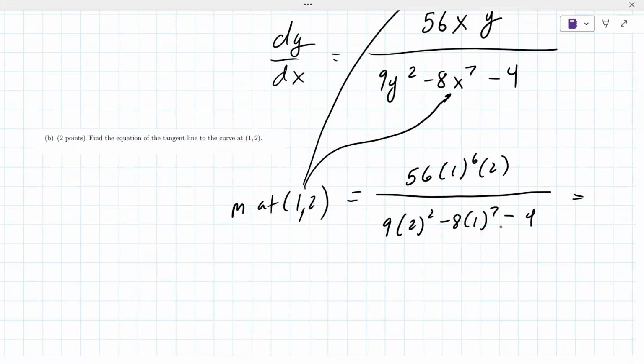Minus 4. So 56 times 2, 112 over 9 times 4 minus 8 minus 4. Okay, 112 over 24. Does that reduce? 14 over 3. Okay. All right. Good job on that.